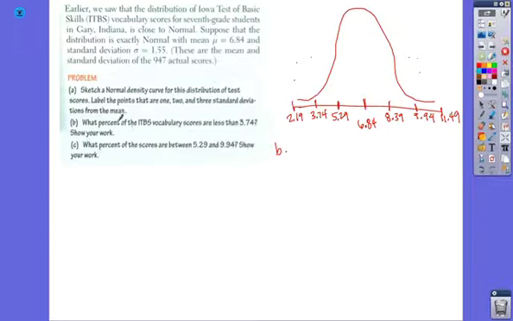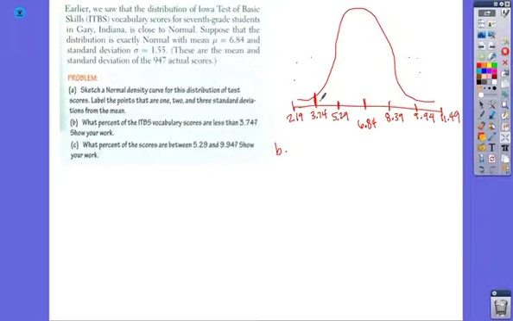So for B, it says what percent of ITBS vocabulary scores are less than 3.74? And then show your work. So if we were trying to find out the vocabulary scores that were less than 3.74, 3.74 would be right here. And so we would say, okay, we know that 3.74 is 2 standard deviations below the mean.